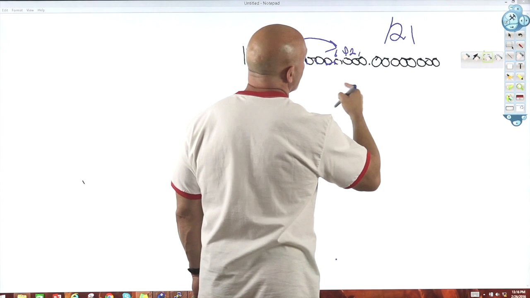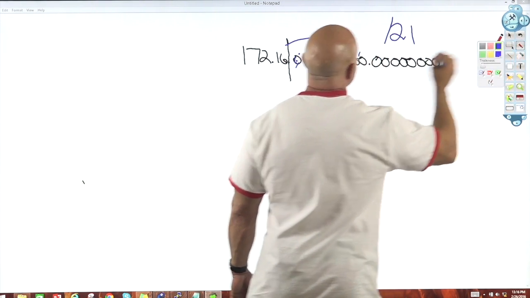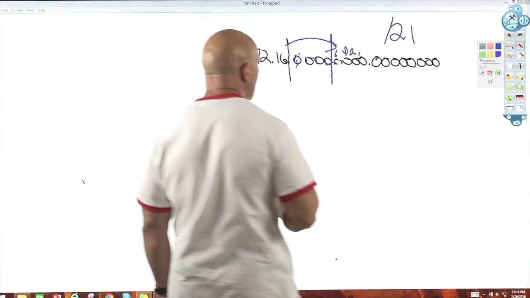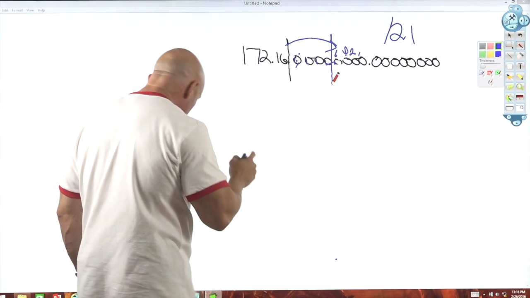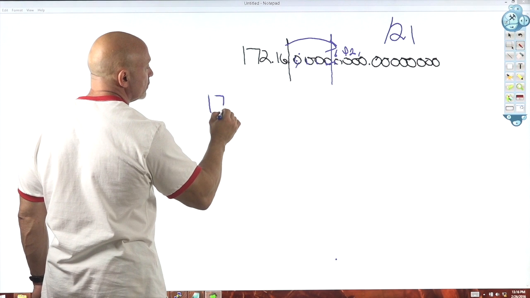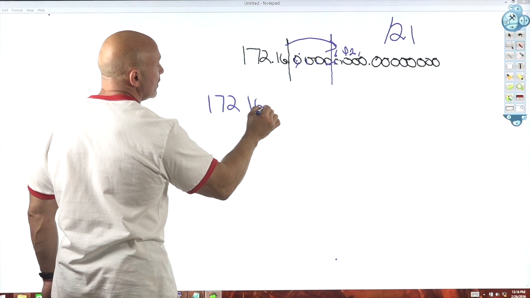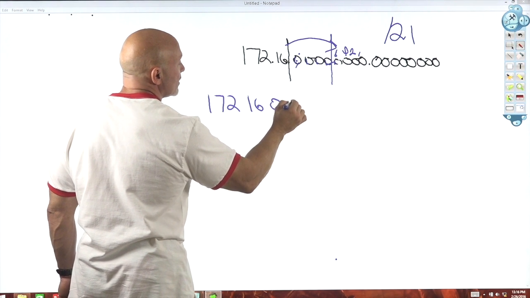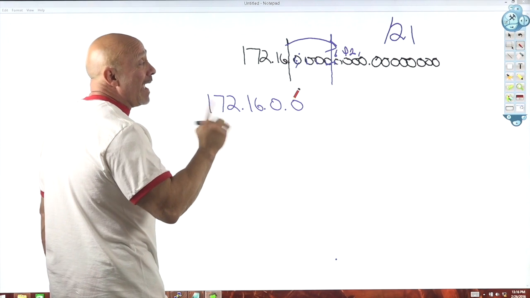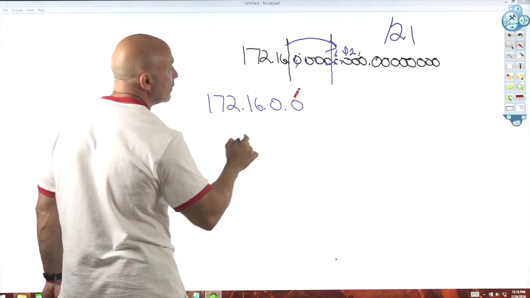Okay, so we know that I erased one too many lines. So we know that our line is right here. All right, so these two do not change. Okay, so we have 172.16.0.0 because we're using the 0 network. Now we're incrementing by 8. Where? On the third octet. Okay? Not by 8, I'm sorry.